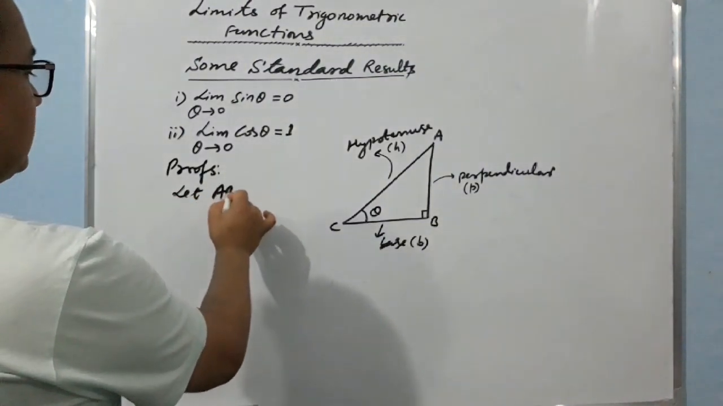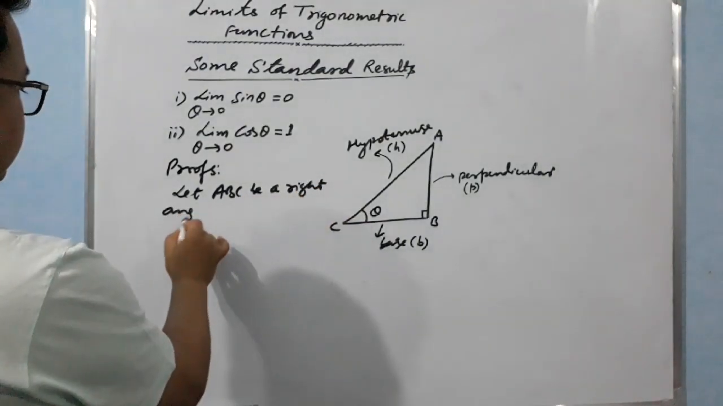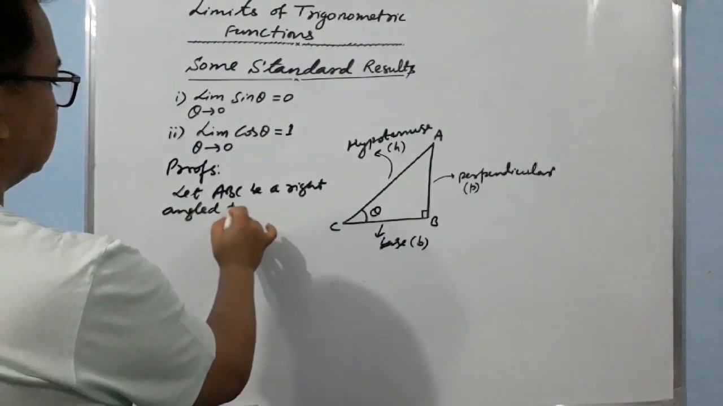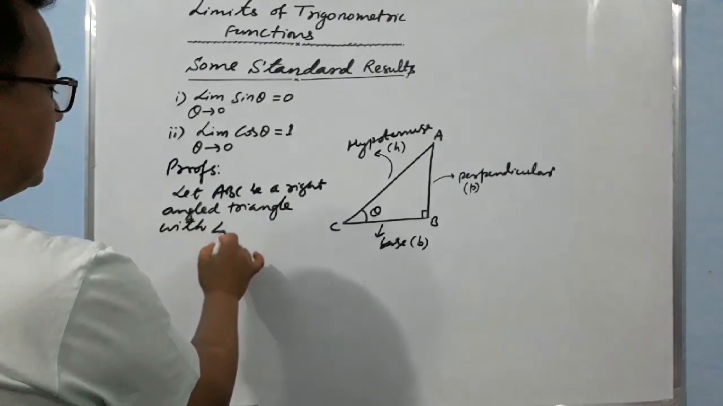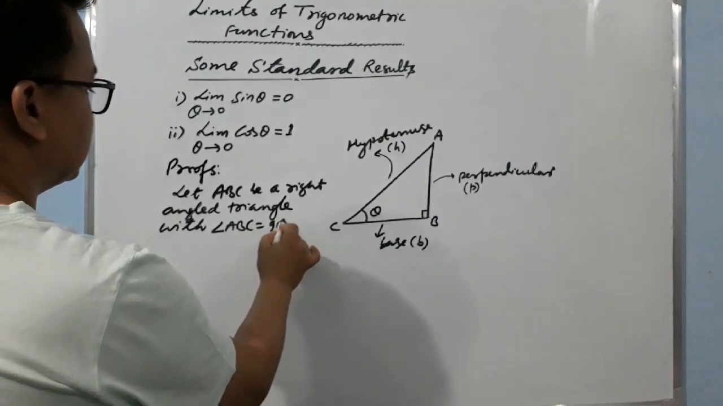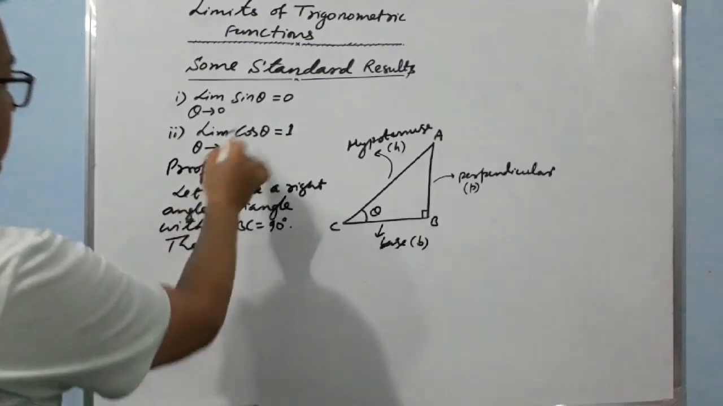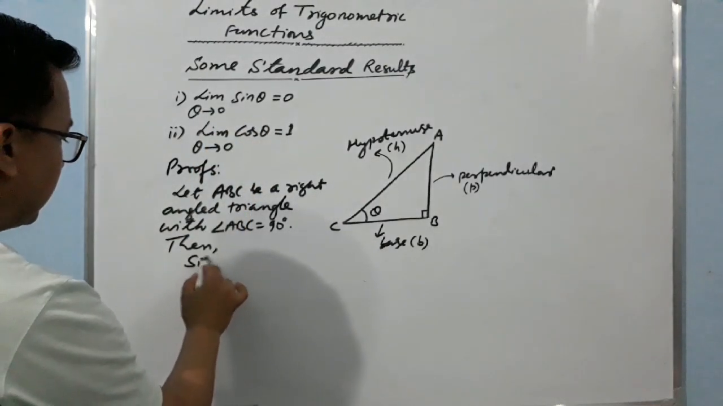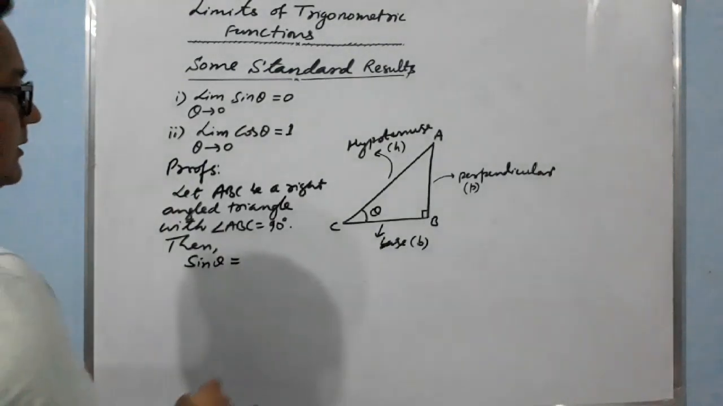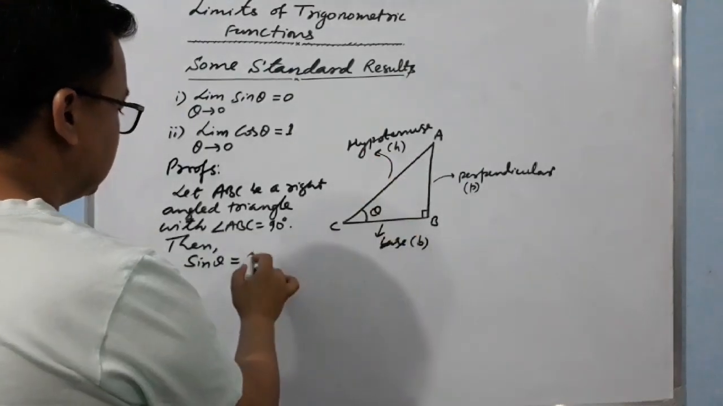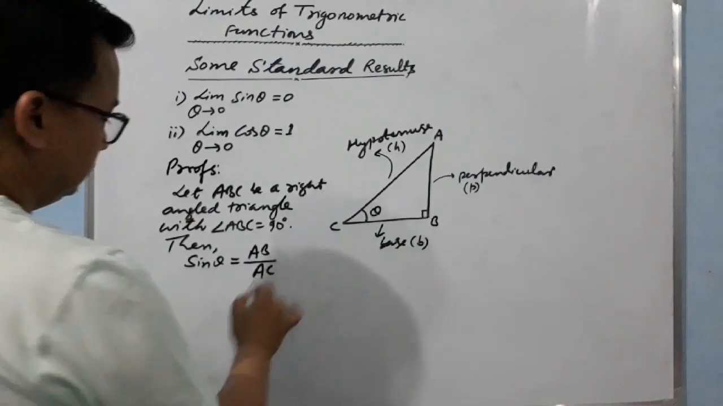Let ABC be a right angled triangle with angle ABC equal to 90 degree. Then let's find out sine theta. Already you know sine theta means perpendicular upon hypotenuse, and we have here AB upon AC.